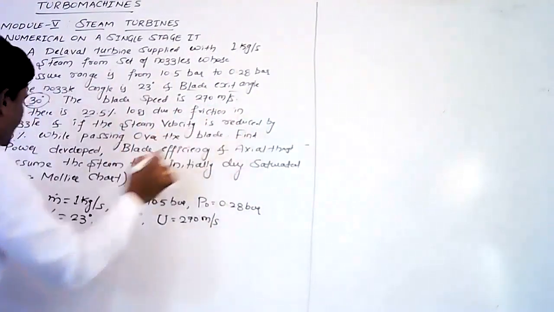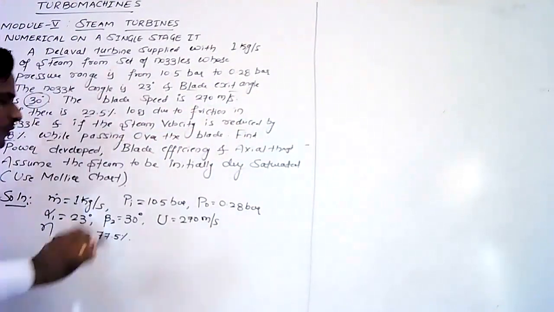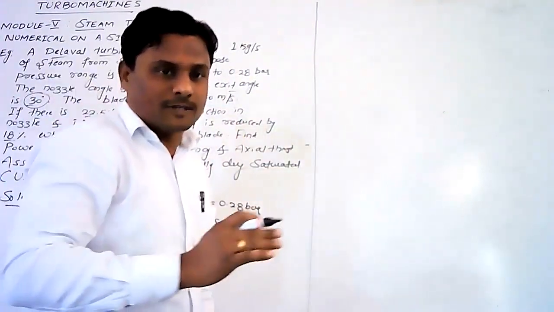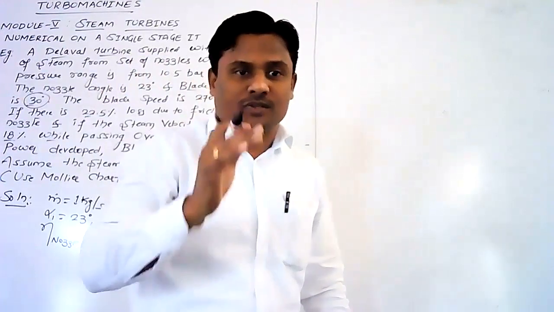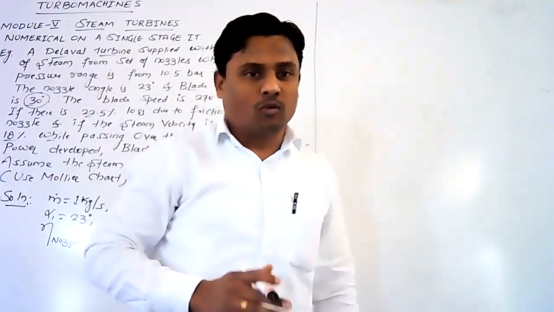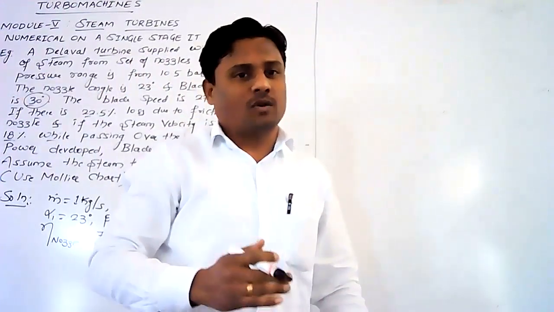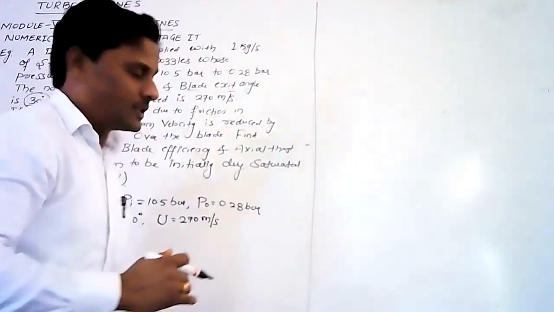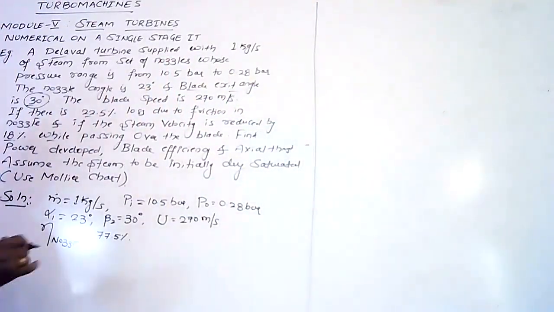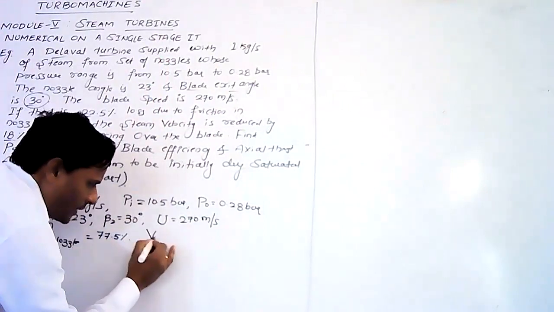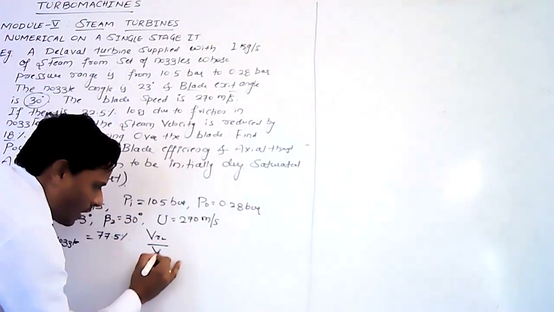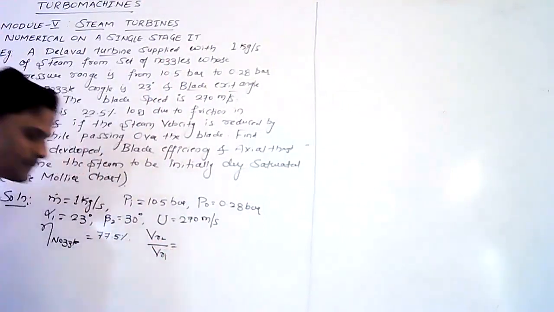Now, the steam velocity is reduced by 18% when it is passing over the moving blades. Due to the friction between the steam and the inner surface of the moving blades, there is a reduction in velocity by 18%. So here we can take the blade velocity coefficient, or the ratio of VR2 by VR1. This is an important part.